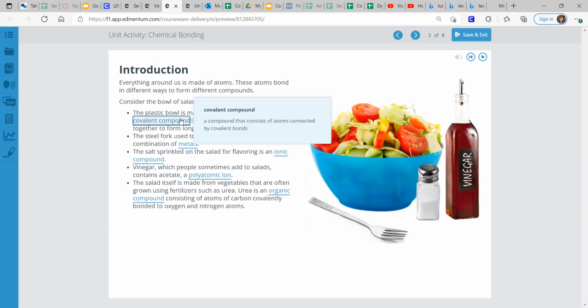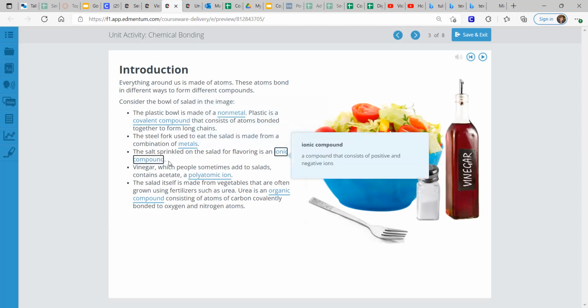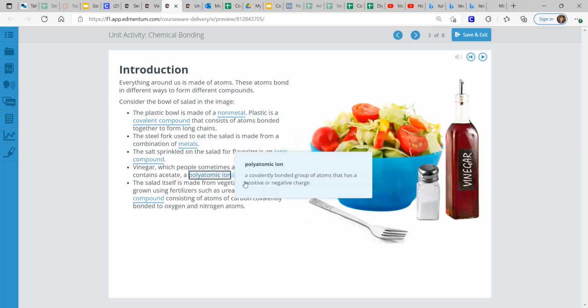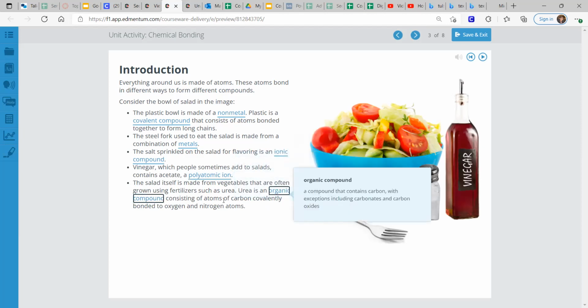If we look at these compounds, a covalent compound consists of atoms connected by covalent bonds. An ionic compound consists of positive and negative ions. A polyatomic ion is a covalently bonded group of atoms that has a positive or negative charge. So it's an ion with more than one atom in the ion. And an organic compound is anything that contains carbon, with exceptions including carbonates and carbon oxides.